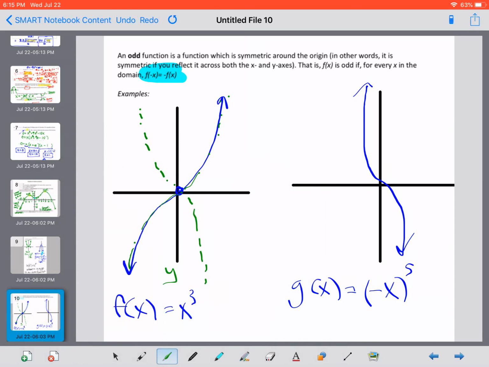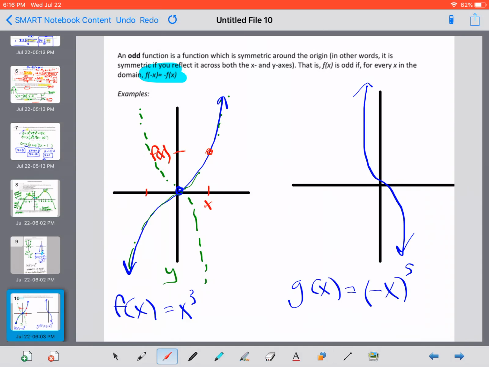To see that on this graph, if you picked a particular x value, f of negative x is this value here, and f of x is this value here. Here we go. Here's your f of x.